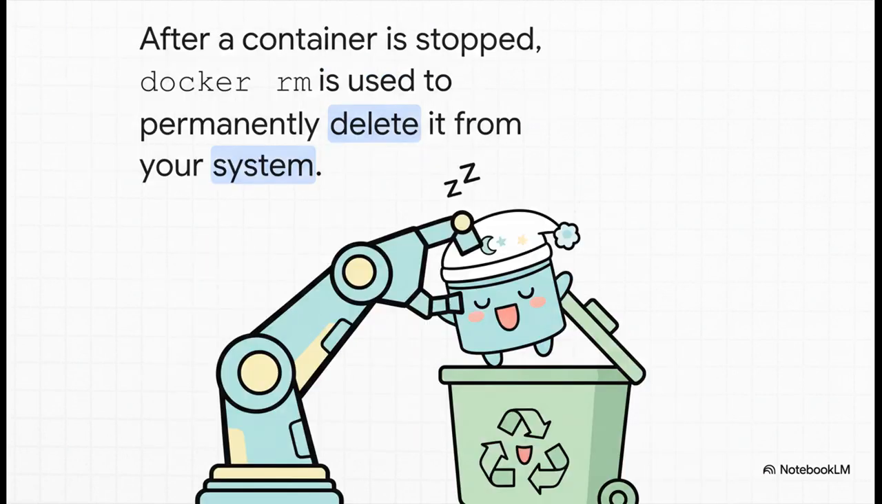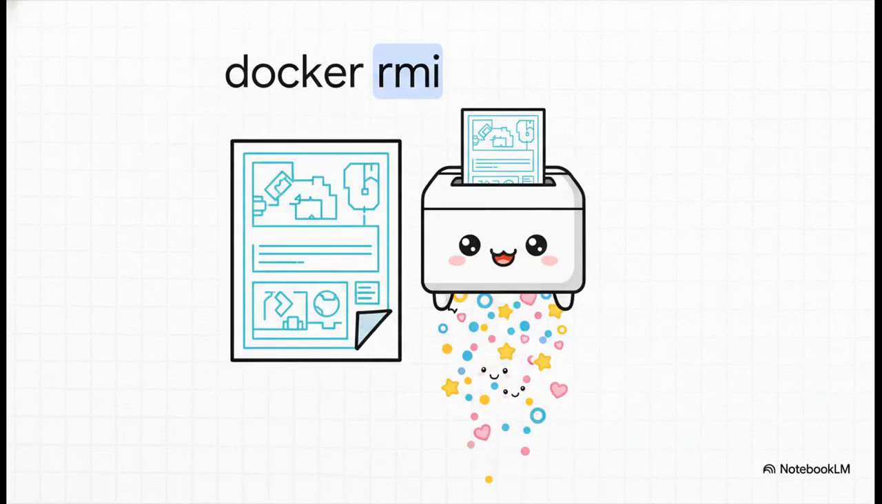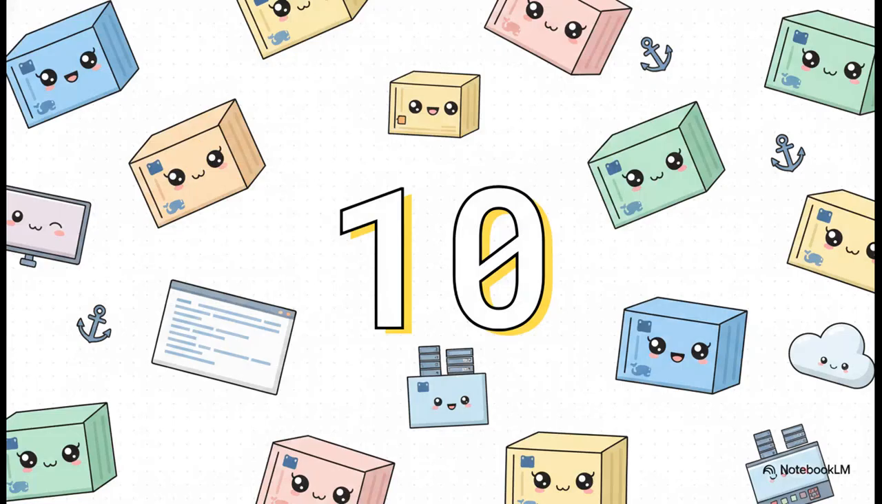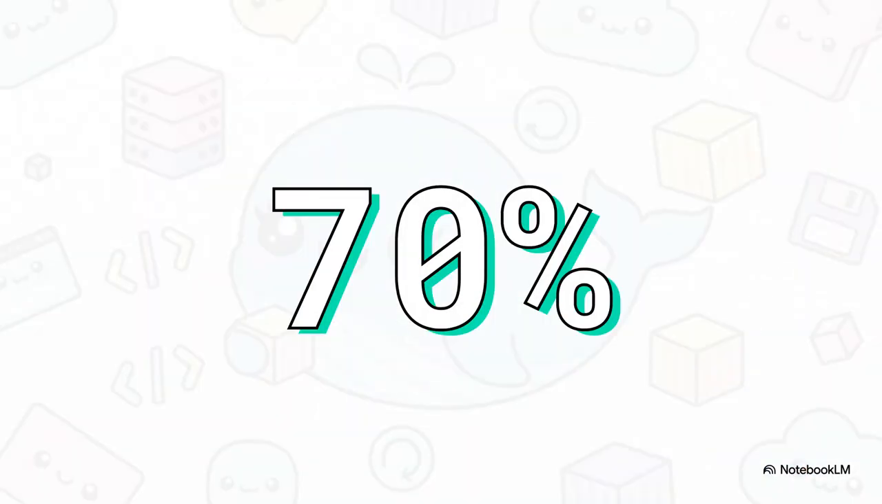Once it's stopped, you can get rid of it for good with docker rm. And finally, docker rmi. This command deletes the image itself to free up that precious disk space. And that's it. That is your essential 10-command toolkit for getting things done in Docker. Seriously, with just these 10 commands, you can handle something like 80% of all your day-to-day tasks.